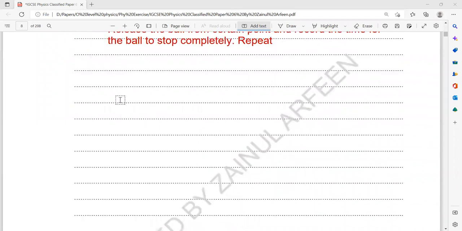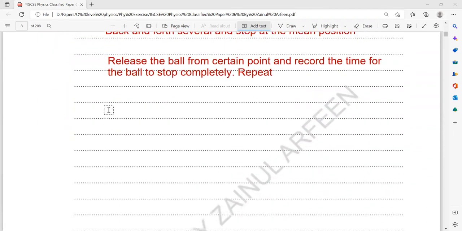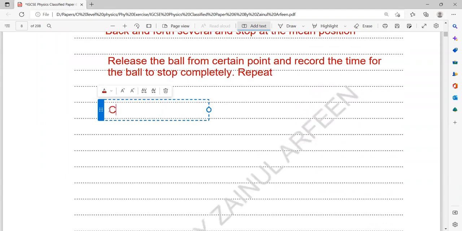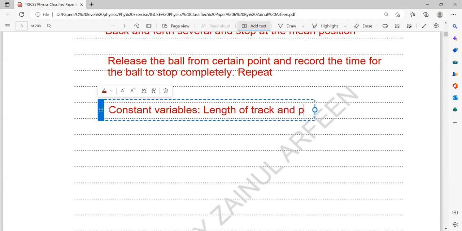So for this experiment, the variables that should be constant are the length of the track and the position from which the ball is dropped or released. These are the two variables which we should keep constant.